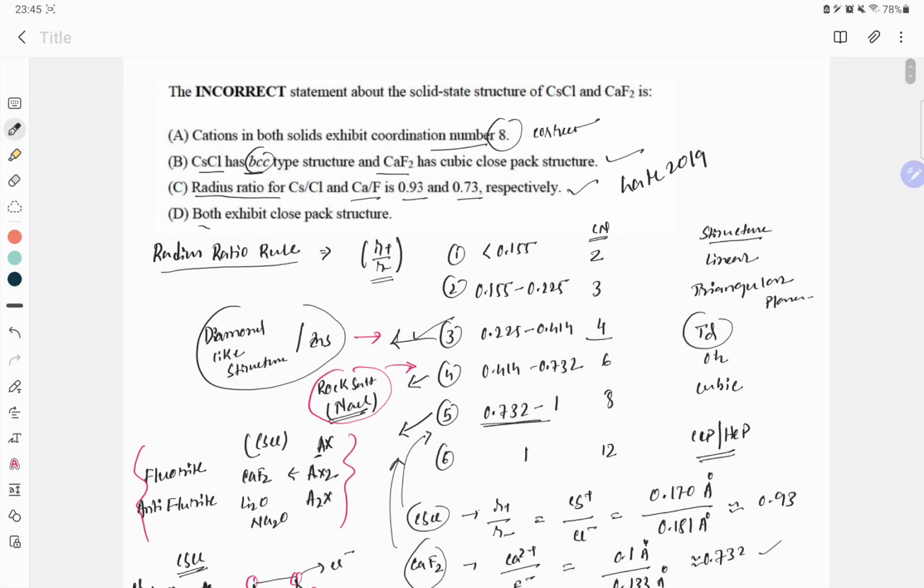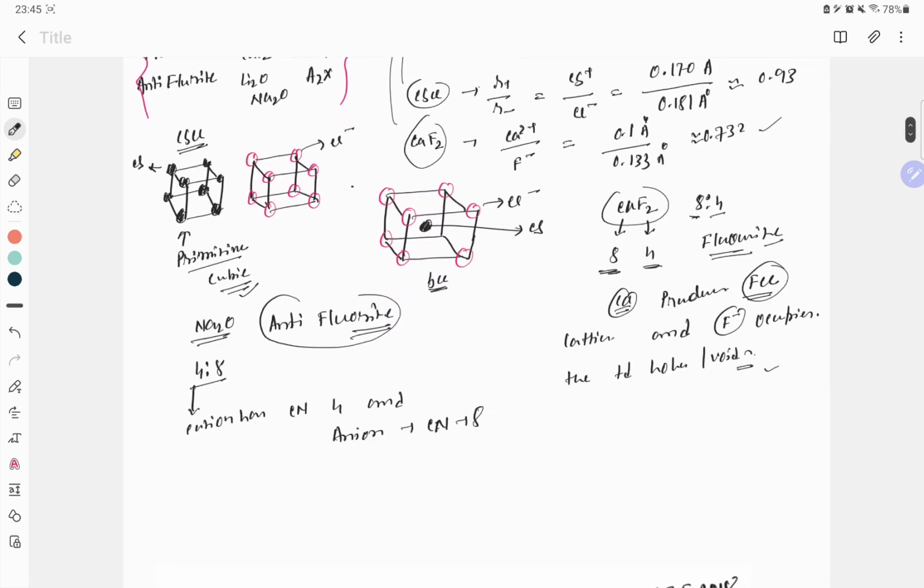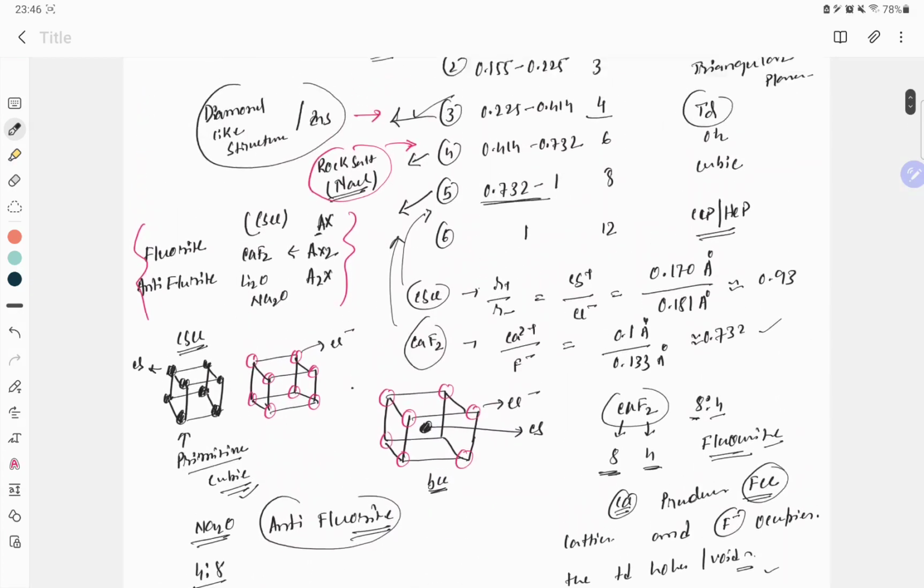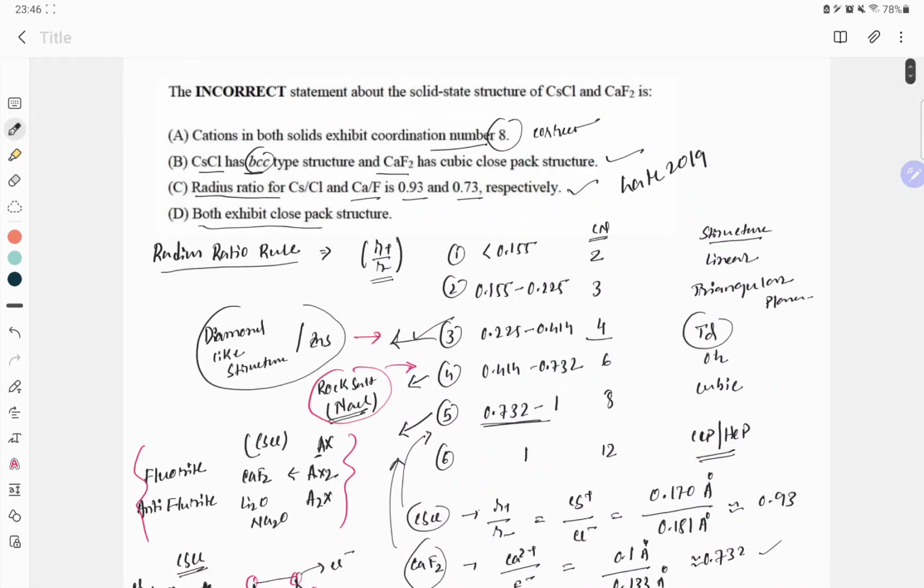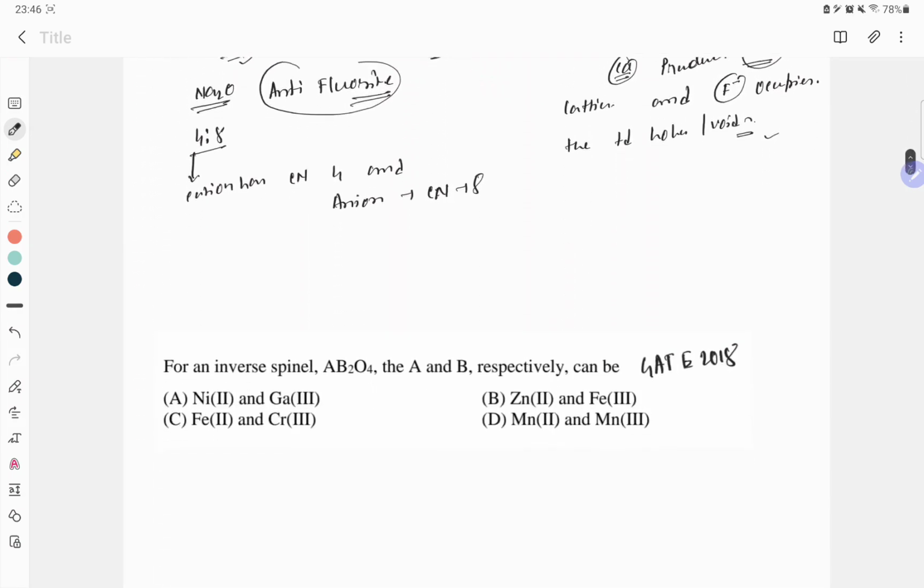So this option is not correct because both are not close pack structure. One is BCC and another is FCC, because one is close pack structure, that is the CaF2, and this CsCl shows the BCC type structure. So our answer is this one, okay. This is the incorrect one. So we'll go next question.